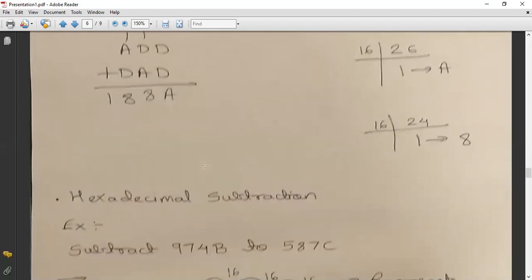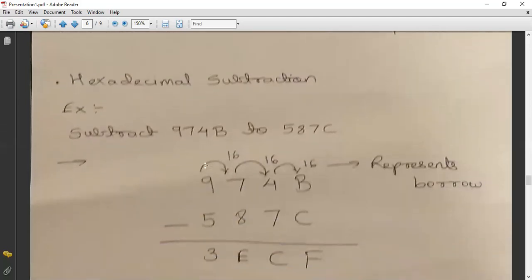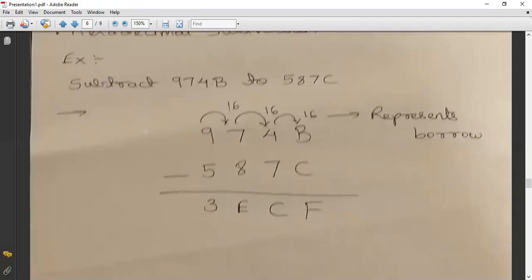Okay, now let us go further and understand hexadecimal subtraction. Okay, the example is 974B minus 587C. So how are we going to perform this subtraction? Fine. B. Now B is what? B is 11, right? In hexadecimal form. And C is what? C is 12. Okay, so 11 minus 12 is not possible because 11 is smaller than 12.